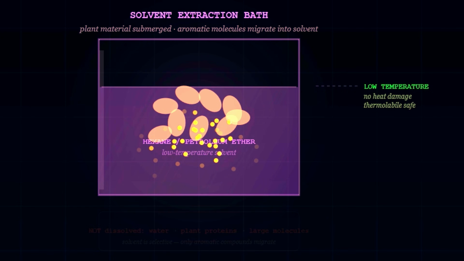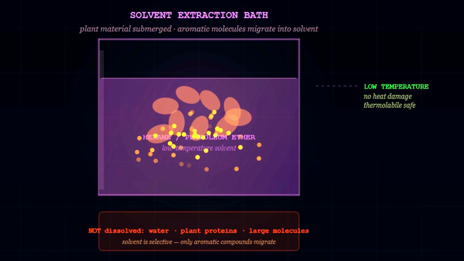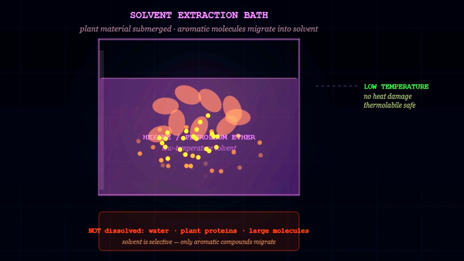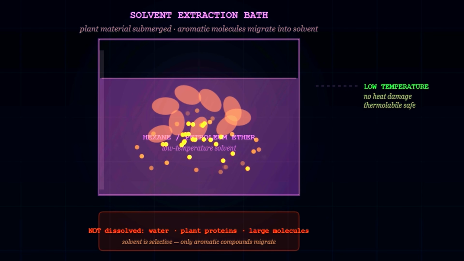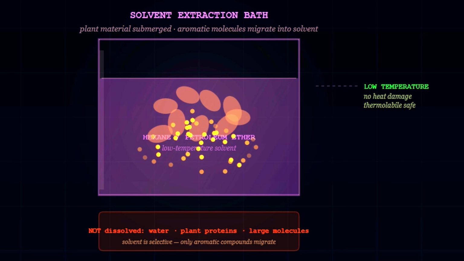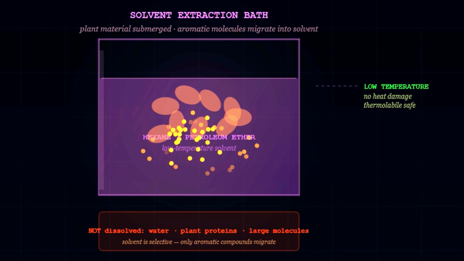There are certain compounds that are very heat sensitive, and those ones we cannot purify through distillation, so we need a different method, and that method is solvent extraction. So you basically use an organic solvent like hexane, and this solvent absorbs all the aromatic compounds that you have in your plant or floral material. It not only takes all the aromatic compounds, but it also takes all the natural waxes and pigments from the plant material.